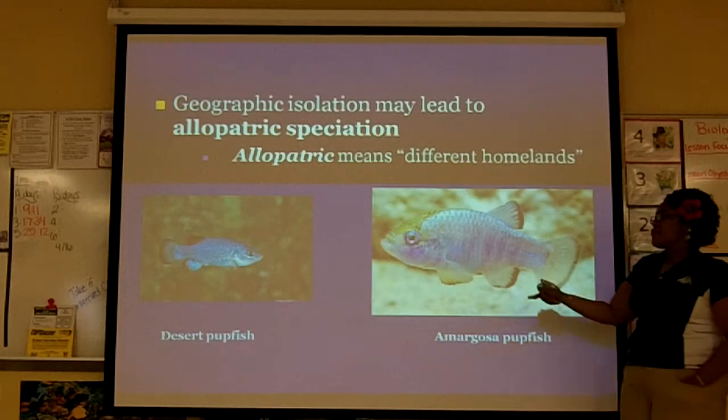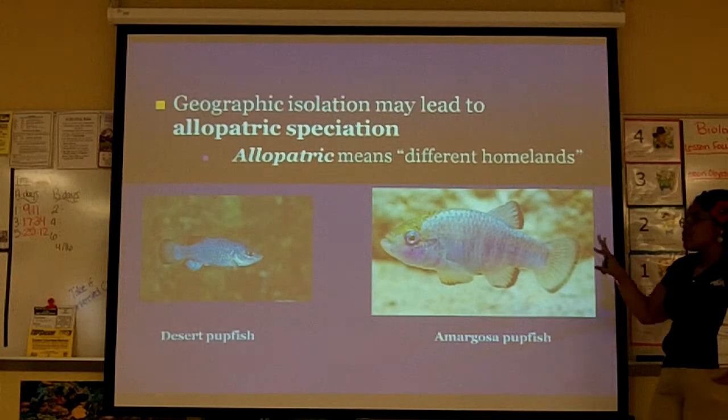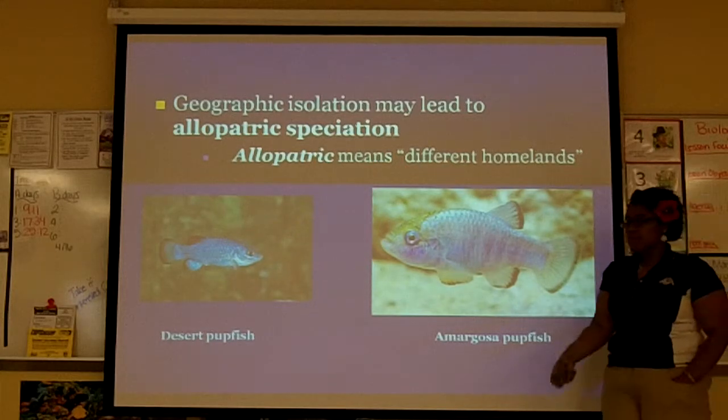The example I gave is the desert pupfish and the Amargosa pupfish, which look similar, but they live in different locations.